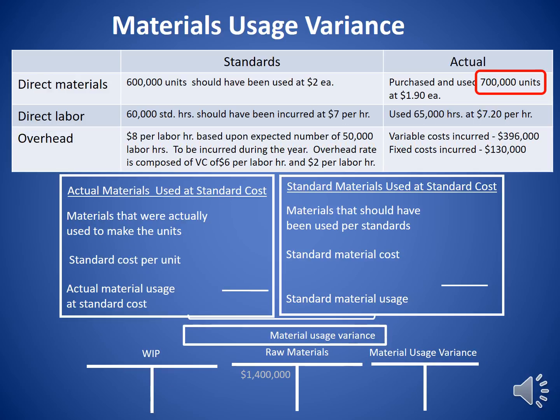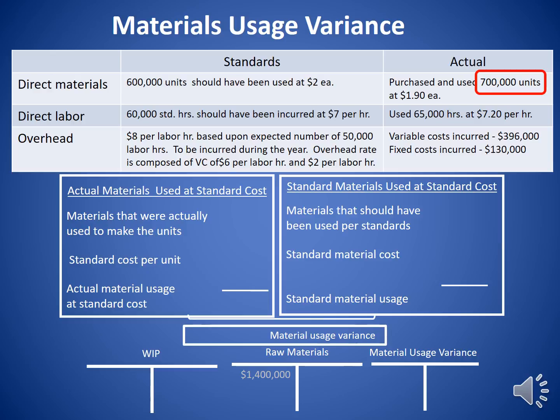Now let's calculate the materials usage variance. The first thing we're going to do is calculate the actual materials that we used in the production process. And remember, we're going to value them at standard cost because we've already extracted the actual cost out in calculating our material purchase price variance in the previous slide.